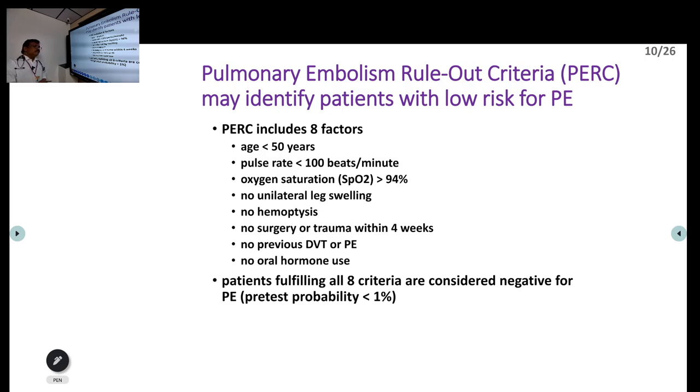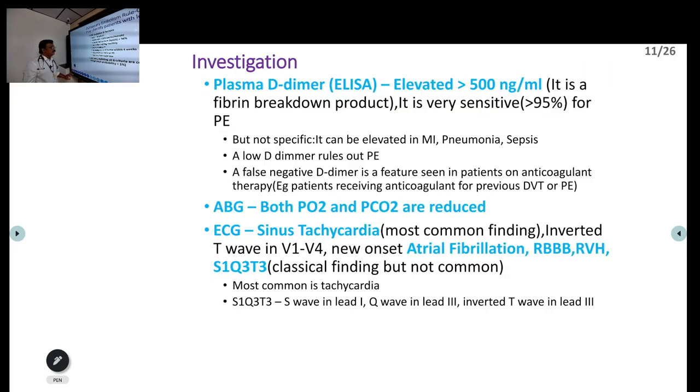Now, for pulmonary embolism there is another criteria, a rule out criteria, PERC, the pulmonary embolism rule out criteria. That includes 8 factors: age less than 50 years, pulse less than 100 beats, oxygen saturation more than 95%, no unilateral leg swelling, no hemoptysis, no surgery or trauma within 4 weeks, no previous DVT or pulmonary embolism, no oral hormones. A patient fulfilling all 8 criteria is considered negative for pulmonary embolism. So that is the rule out criteria. The other one is the diagnostic criteria. Both are almost equal, and both are good also.